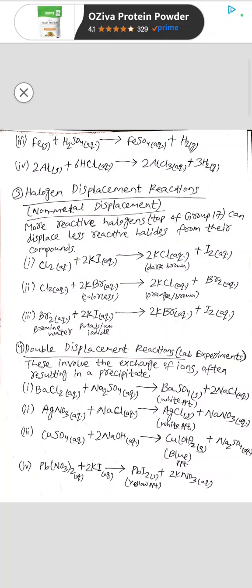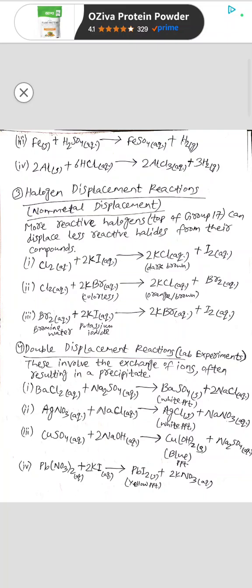The last example is lead nitrate, Pb(NO3)2. Lead nitrate reacts with potassium iodide to form lead iodide, a yellow precipitate, plus potassium nitrate. So these are the examples of precipitation reactions because in these reactions a precipitate is formed. Also color change occurs. And the second type of double displacement reactions are neutralization reactions, which you have read in previous classes also. Neutralization means acid-base reaction.